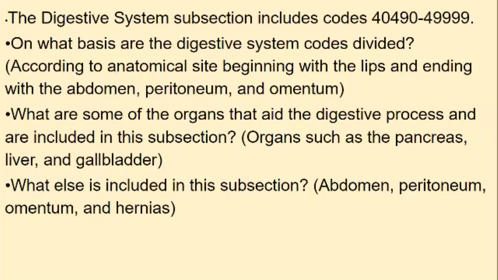The digestive system subsections include codes from 40490 through 49999. On what basis are the digestive system codes divided? They're divided according to anatomical site, beginning with the lips and ending with the abdomen, peritoneum, and the omentum. What are some of the organs that aid the digestive process and are included in this subsection? It's going to be the pancreas, the liver, and the gallbladder. And what else is included in this subsection? Abdomen, peritoneum, omentum, and hernias.